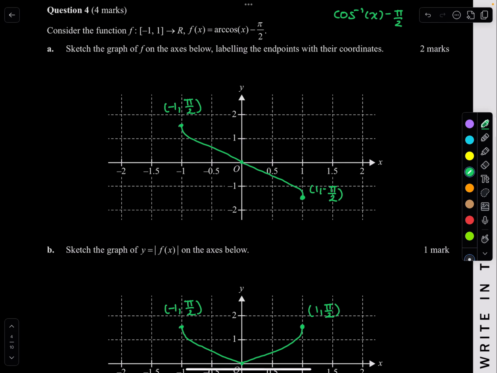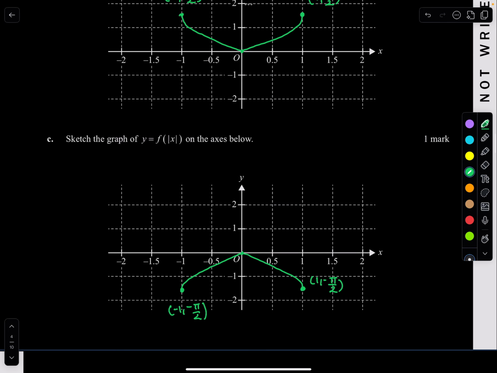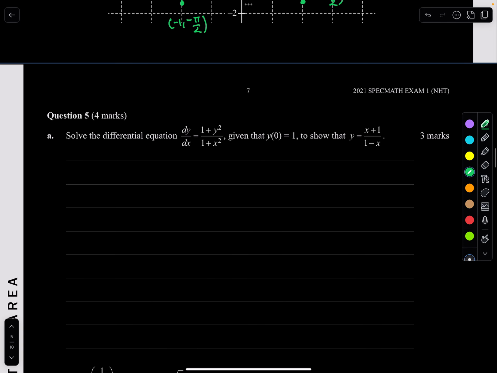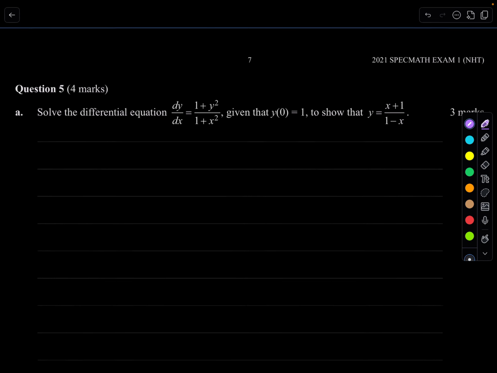Really nice question. There are a lot of questions like these in textbooks, so it's not too bad. Okay. Question 5. Let's have a look at this. Solve the differential equation, given that y(0) equals 1, show that it equals that. Okay, so let's do it.